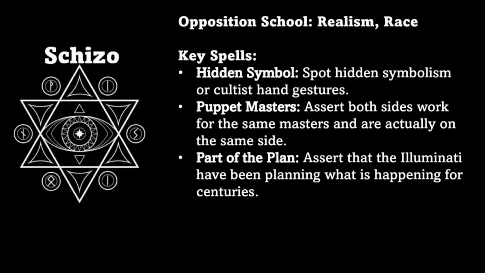You know the school of skitso. It's the people who think that the world is run by secret Illuminati, lizard men, etc., etc., etc. That the ancient pyramids are involved in some way. The end of times is coming at some point, and they have a number of key spells. The school of skitso, one of their absolute top spells is looking for hidden symbols.